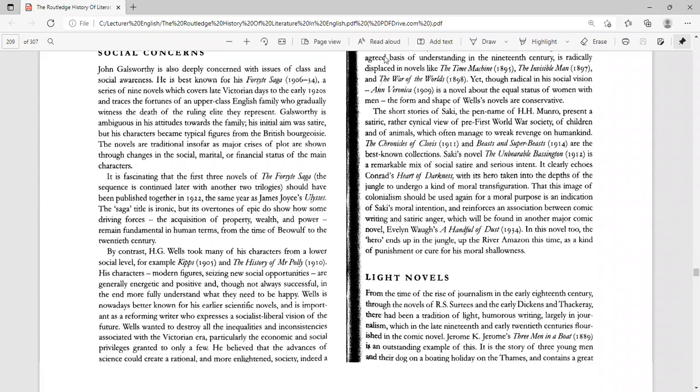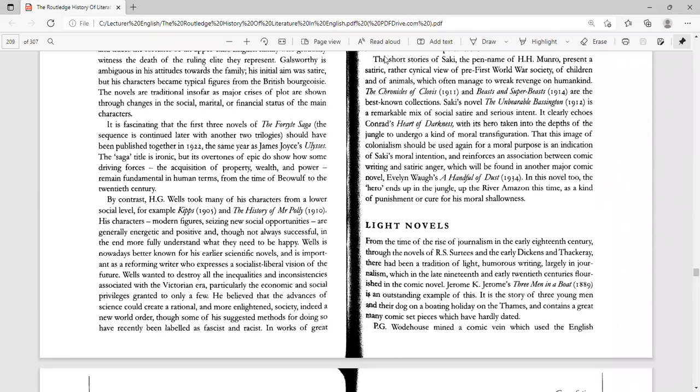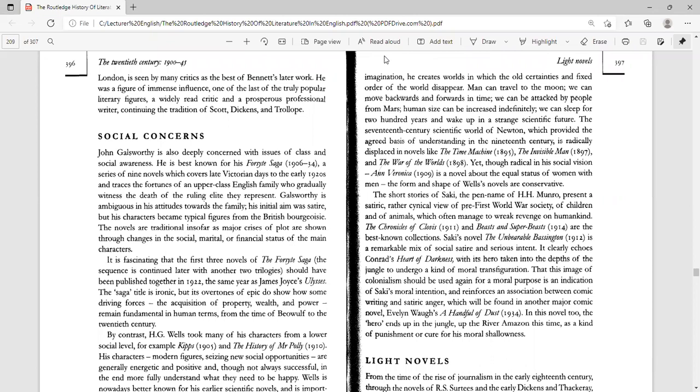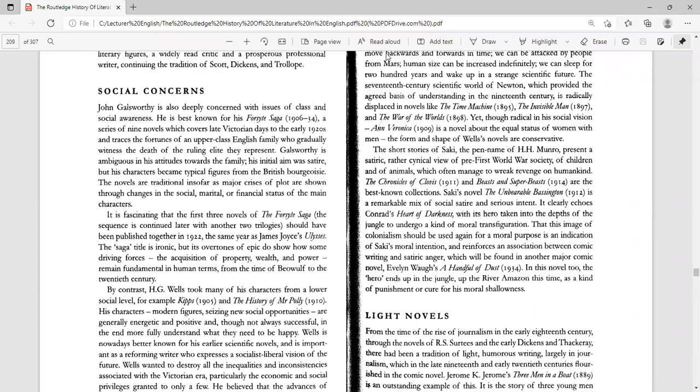H.G. Wells wrote Kipps and The History of Mr. Polly. His characters are generally energetic and positive, and though not always successful in the end, they understand what they need to be happy. He is also known for his scientific novels and emerges as a great science fiction writer, known for his idea of the time machine, the invisible man, and the war of the worlds. His novel Ann Veronica is about social equality or gender equality.